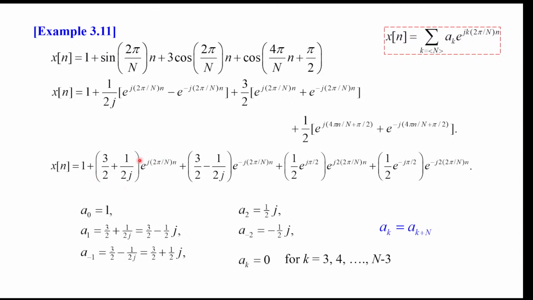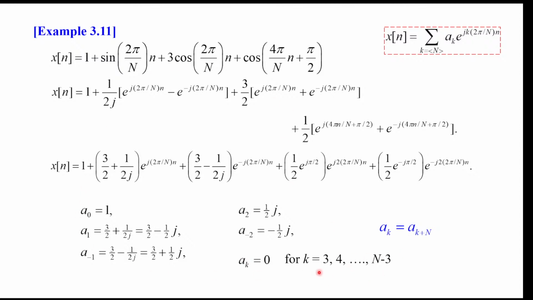So the coefficient for k equal to 0 is this 1 here, and the coefficient for k equal to 1 is this 3 over 2 minus 1 plus 1 over 2j, and you can write it in the standard form for a complex number. And this is the coefficient for k equal to minus 1, because it multiplies e to the minus j omega naught n. So a minus 1 is this thing, and you have a2 here and a minus 2 here. And ak equals 0 for other k within the period.